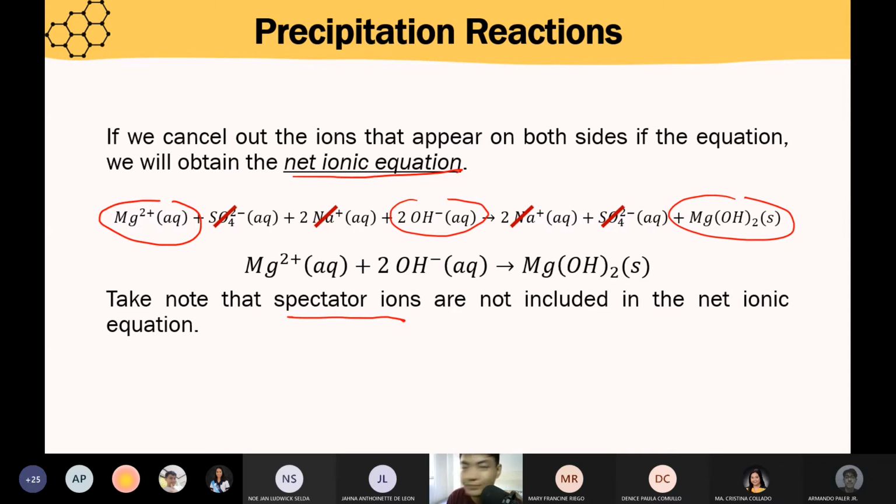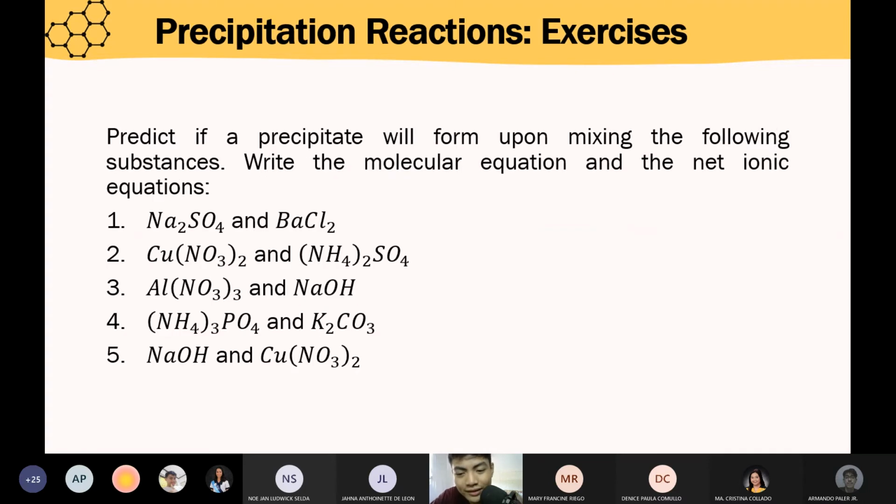So ganun. So I know this is a new topic for you. So mag-practice tayo. I will answer 2 questions here, and then I will leave the rest for you to practice. Siguro 3 questions na. Sabi dito in our exercise, predict if a precipitate will form upon mixing the following substances. Write the molecular equation and the net ionic equation. Let's begin with number 1. Have sodium sulfate and barium chloride. Sabi niyan, alamin mo daw kung may precipitate if you mix these two.